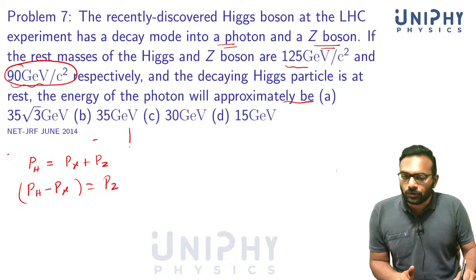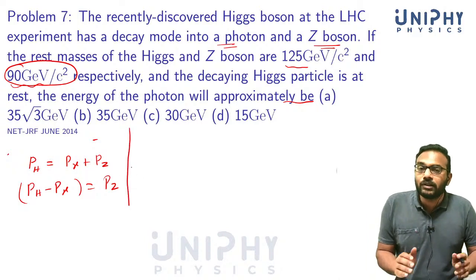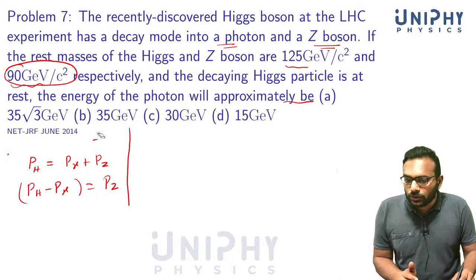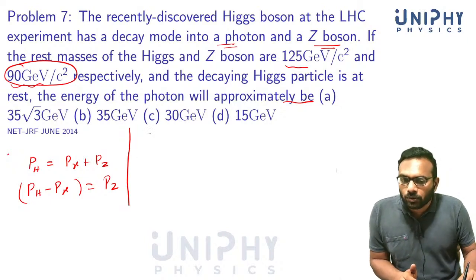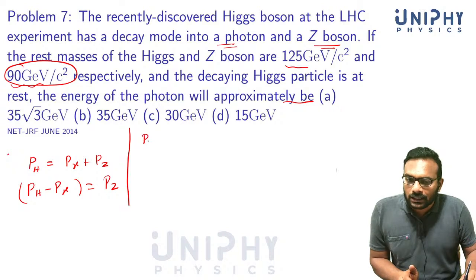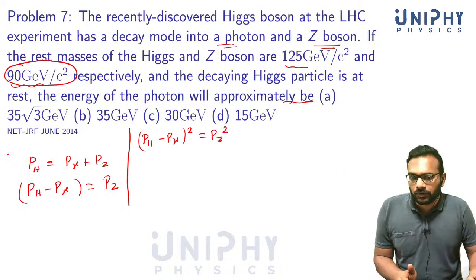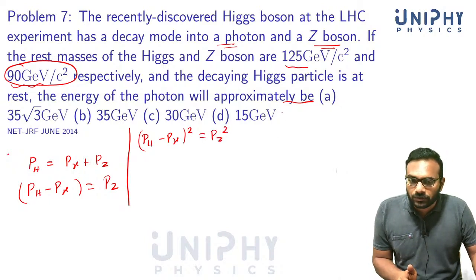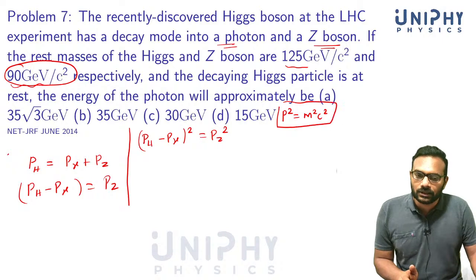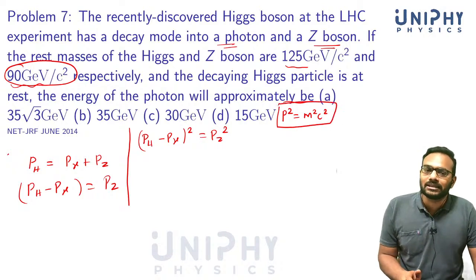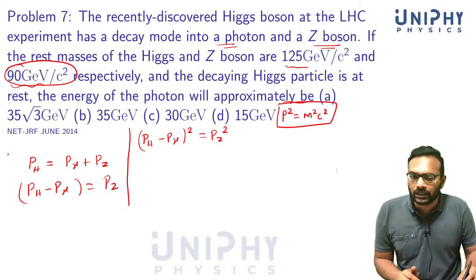So this 4 momentum manipulation is very convenient. Even though I explained it a lot, you notice that I have done only one step in the problem so far. Now, you square on both sides. You see pH minus P gamma square is equal to Pz square. We make use of the fact that 4 momentum square is equal to m square c square. This is one thing that you need to remember: the 4 momentum square is m square c square. It's a relativistic invariant quantity.